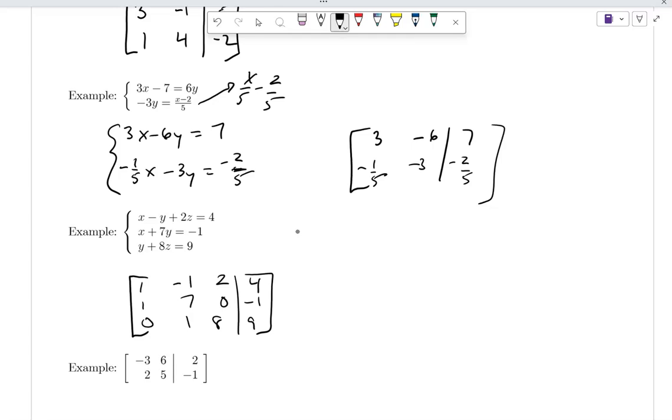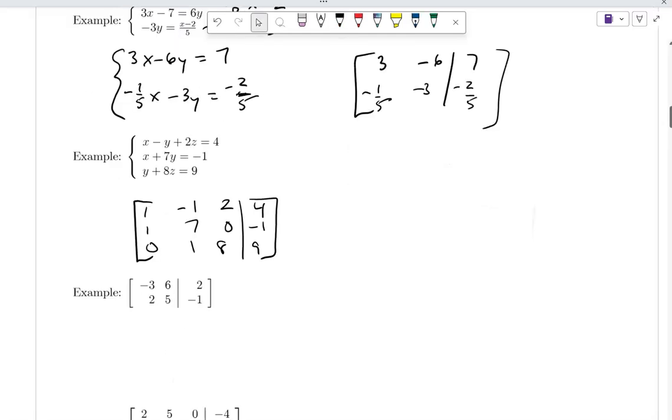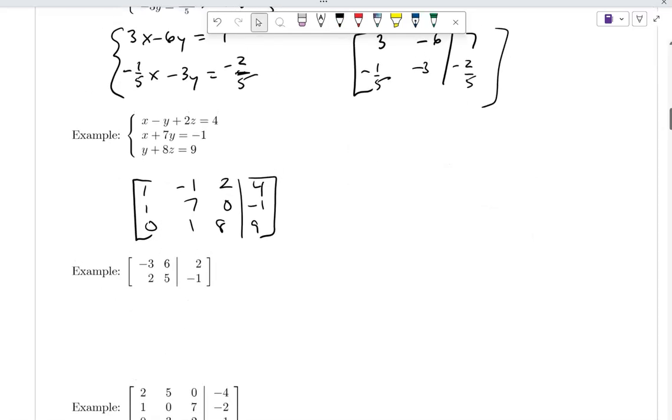You should also be able to work backward, which is what the last couple of examples are there. So think about those for Monday.